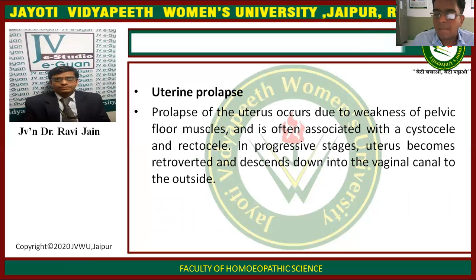Next is the uterine prolapse. That is, the prolapse of the uterus occurs due to weakness of the pelvic floor muscles. It is often associated with cystocele and rectocele. In progressive stages, the uterus becomes retroverted and descends down into the vaginal canal to the outside.